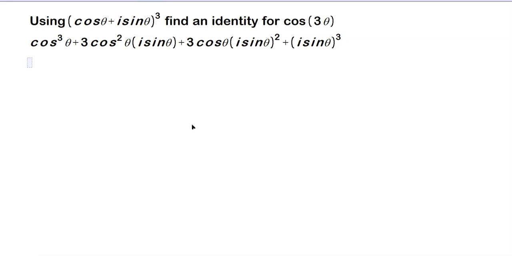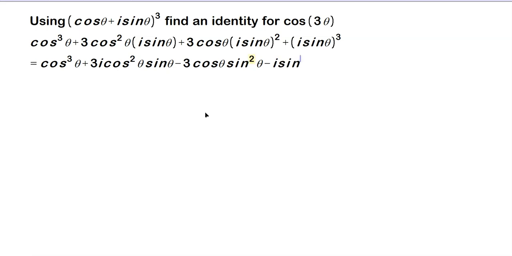Okay, the powers also have to add up to 3. So it's going to be cosine cubed theta plus, now put that i out front, so plus 3i cosine squared theta sine theta. For the next one, it's going to be i squared, which is -1, so it's going to become -3 cosine theta sine squared theta. And then at the end it's going to be i cubed, which is -i, you can check if you like, and then sine cubed of theta.